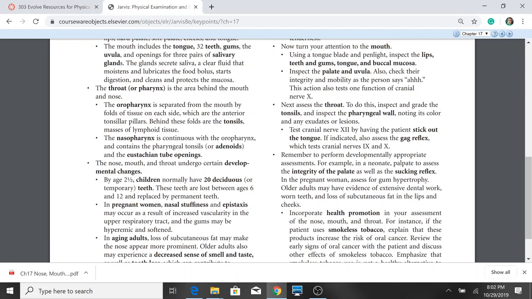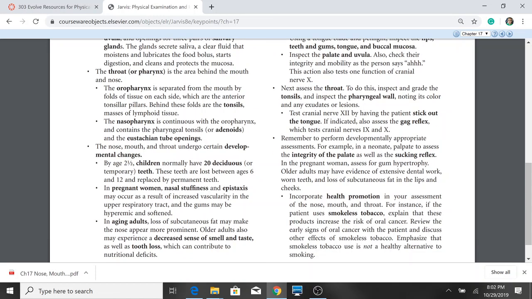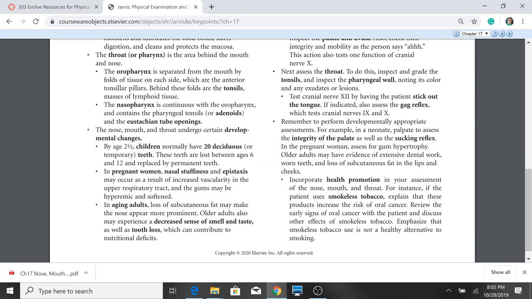The throat, or pharynx, is the area behind the mouth and nose. The oral pharynx is separated from the mouth by folds of tissue on each side, which are the anterior tonsillar pillars. Behind these folds are the tonsils, masses of lymphoid tissue. The nasal pharynx is continuous with the oral pharynx and contains the pharyngeal tonsils, or adenoids, and the Eustachian tube opening.